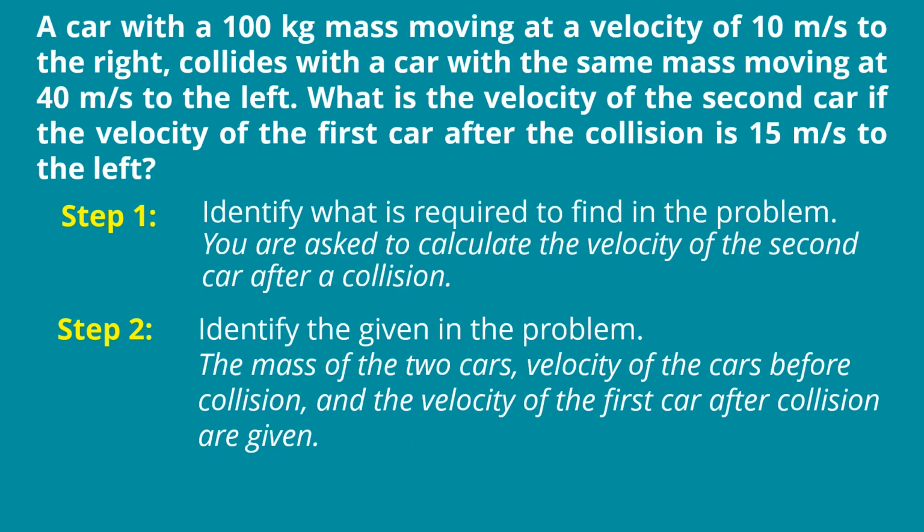Step 1. Identify what is required to find in the problem. You are asked to calculate the velocity of the second car after a collision. Step 2. Identify the given in the problem. The mass of the two cars, velocity of the cars before collision, and the velocity of the first car after collision are given, wherein mass 1 and 2 are both equal to 100 kg. First initial velocity is equal to 10 m per second. Second initial velocity is equal to negative 40 meters per second. And first final velocity is equal to negative 15 meters per second.